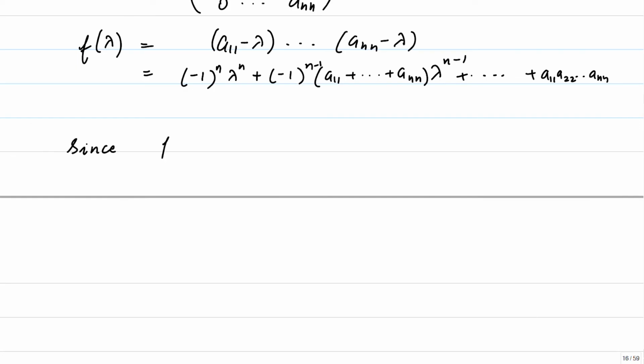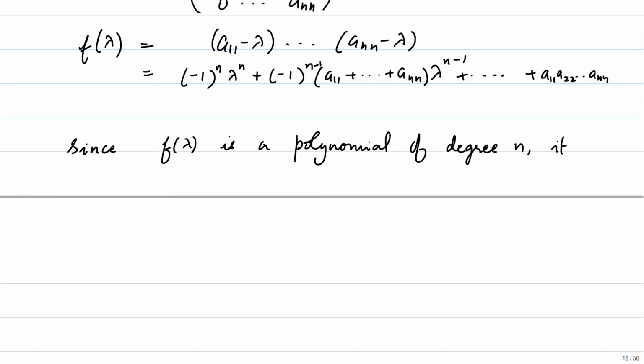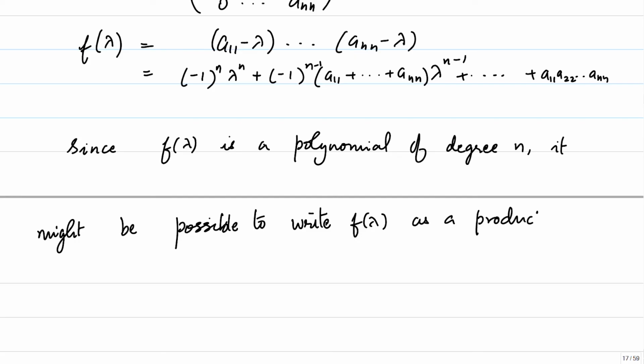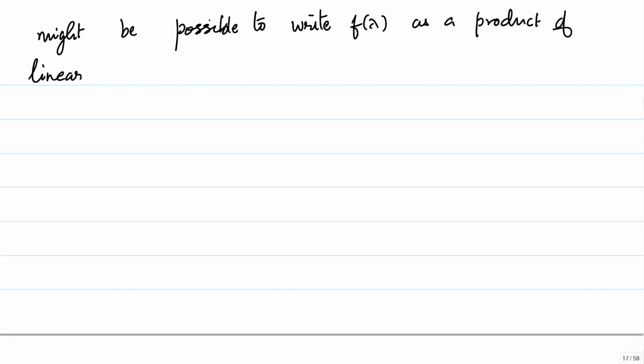Since f of lambda is a polynomial of degree n, it might be possible to write f of lambda as a product of linear factors. Not necessarily always possible when we are considering matrices with entries in real numbers, but maybe sometimes it is possible.